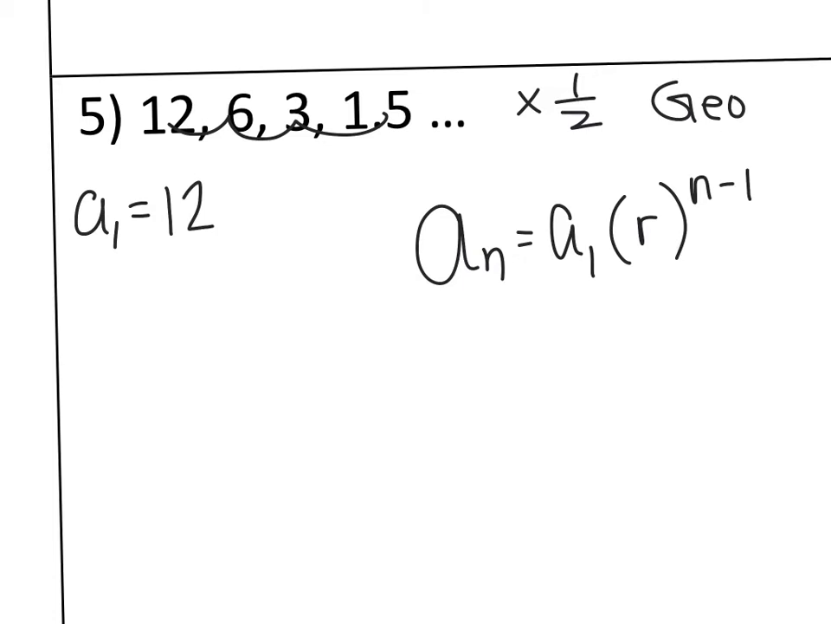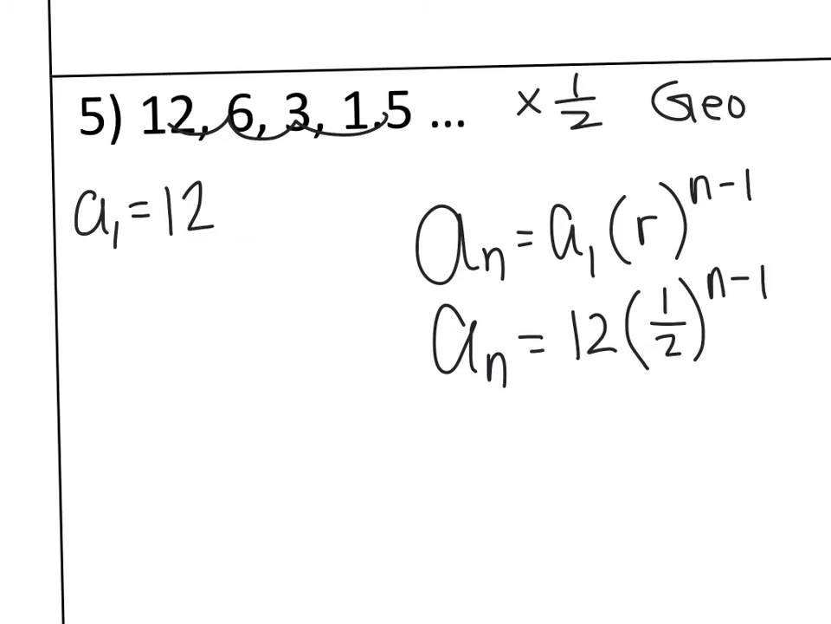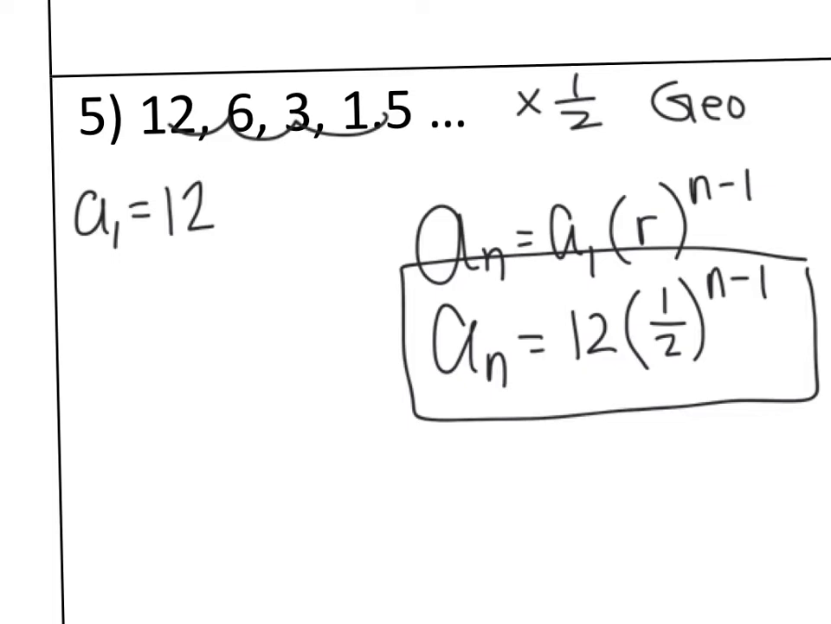So I know that AN equals 12 times the rate we said was 1/2, to the n minus 1. So that's all you do. I just plugged in the 12 and I plugged in the 1/2. So I took my first term and plugged it in, and I took my rate and plugged it in. That one's done.